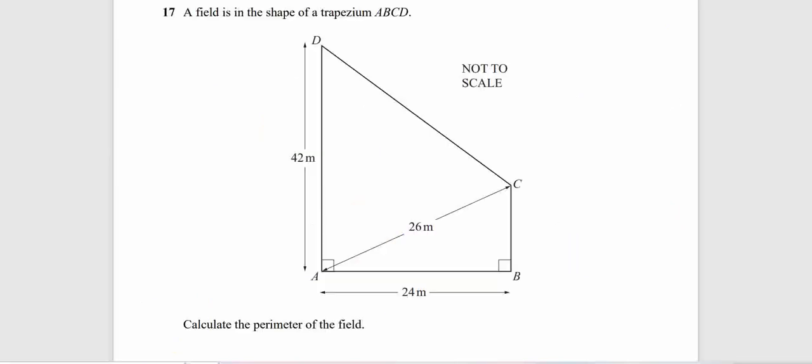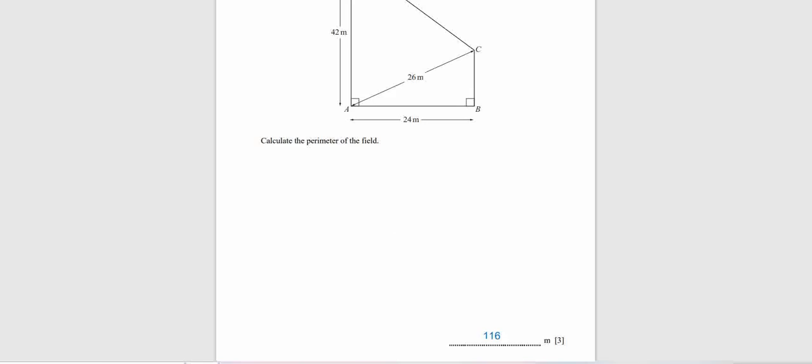Next. Now we're in question 17. A field is in the shape of a trapezium ABCD. Calculate the perimeter of the field. 10 seconds. Let's open up the answer. If you have not finished, you may pause this video. So the answer is 116.